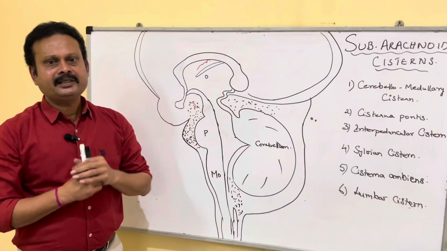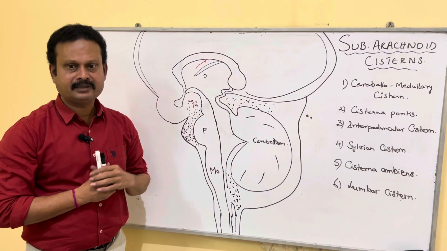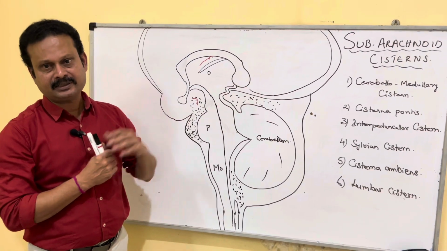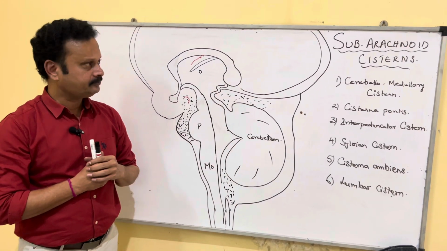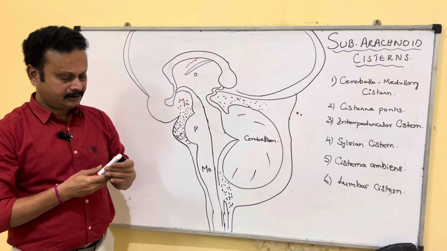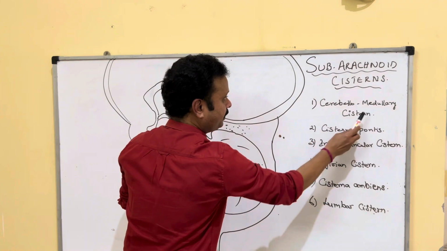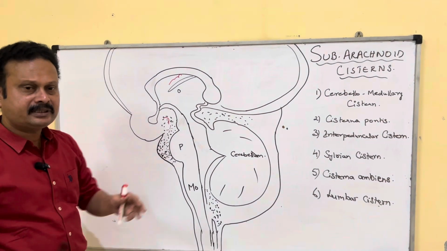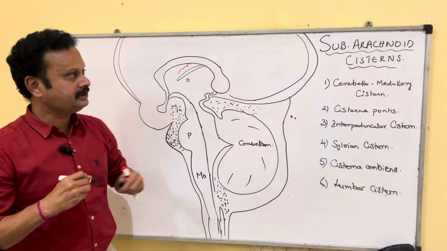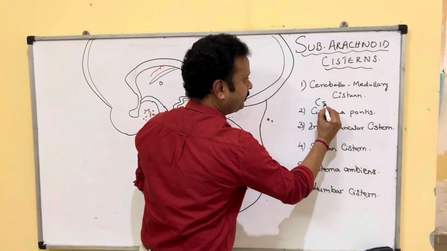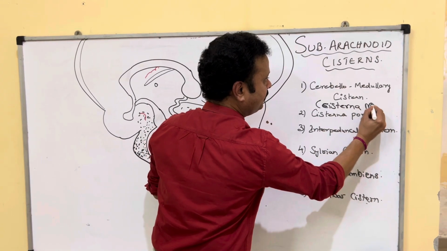Now, where exactly are these cisterns present, at which area of the nervous system? Basically there are 5 or 6 cisterns. To start with, I will go with the first, that is the cerebello-medullary cistern. This is the largest cistern in the brain, hence anything which is larger is also called magna. So, it is cisterna magna.